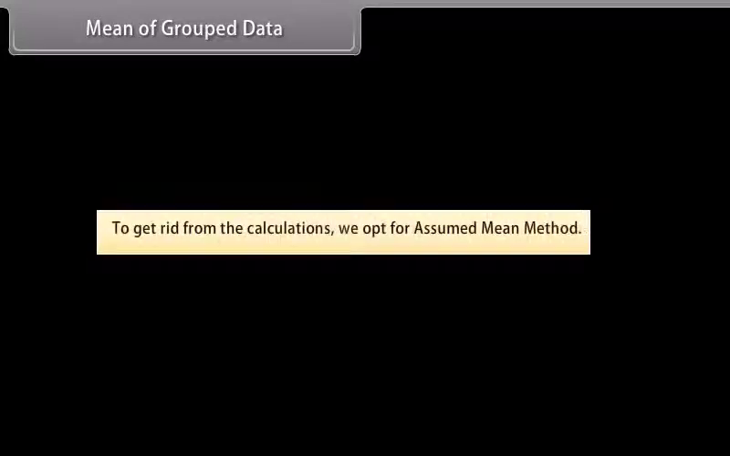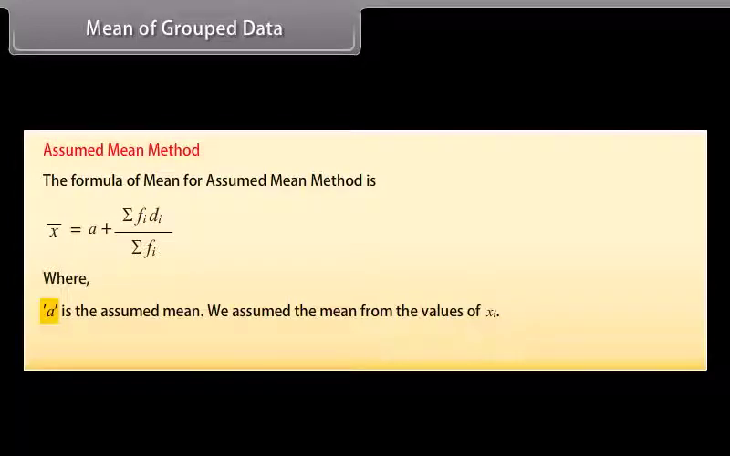Mean of grouped data. Sometimes the product of xi and fi becomes too large that this method becomes quite time-consuming. To get rid of calculations, we opt for assumed mean method. Assumed mean method. The formula of mean for assumed mean method is a plus summation of the product of fi and di divided by summation of fi, where a is the assumed mean. We assume the mean from the values of xi, di is equal to xi minus a.